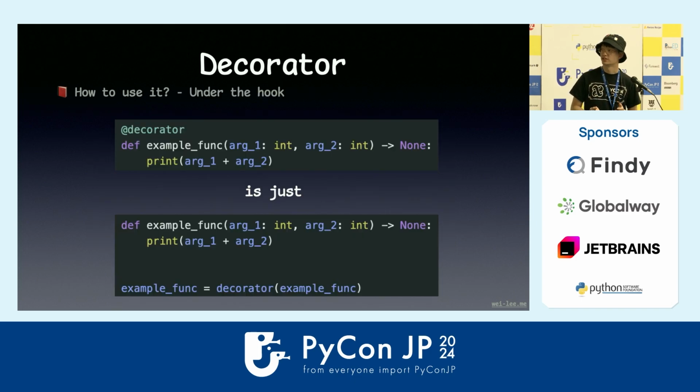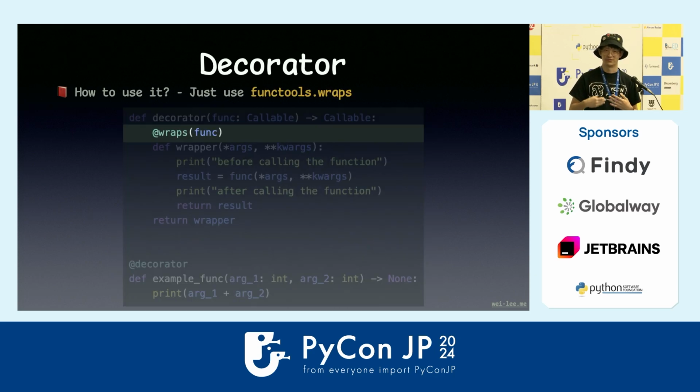And under the hood, the decorator syntax is just you pass a function into the decorator and assign it back to the example function. And if you ever try to implement your own decorator, I would suggest you just use functools wraps. It will save a lot of potential trouble.